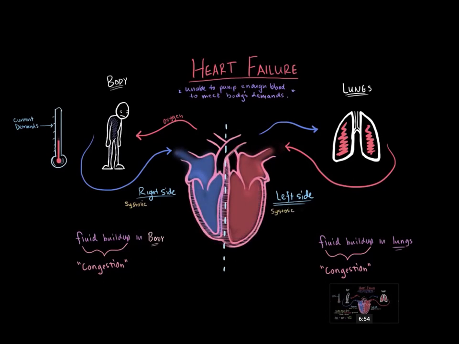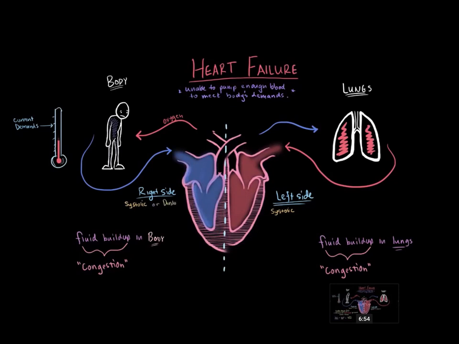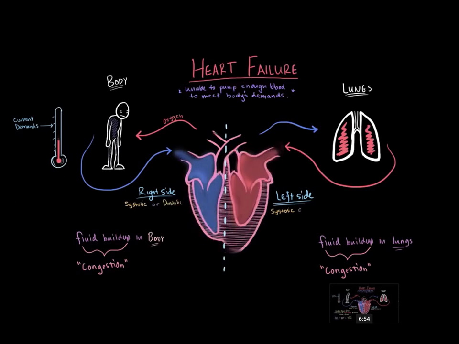So as a quick recap, you could just have systolic failure on the right side, or you could just have systolic failure on the left side, and it's possible to have both. In the same way, you could have diastolic on the right side only, or you could have it only on the left side. Or you might have both. It's even possible to have a combination of systolic and diastolic failure.